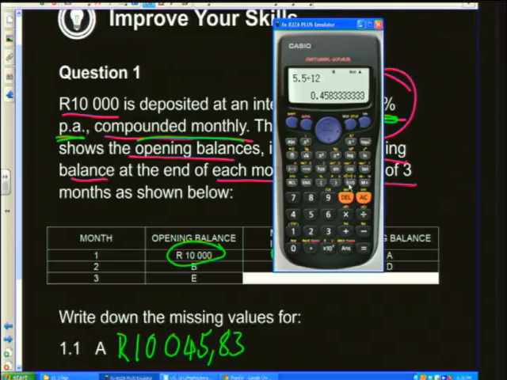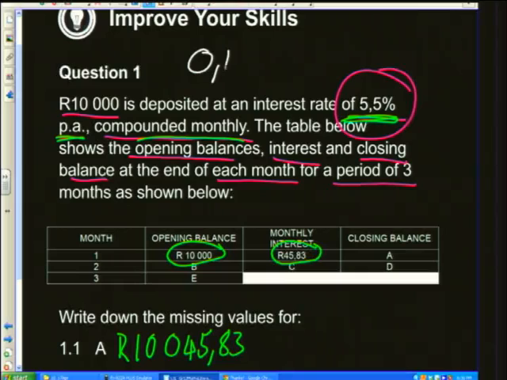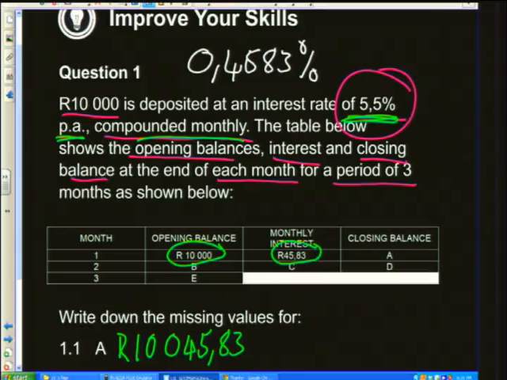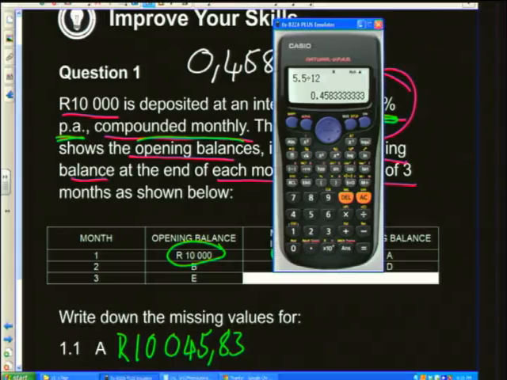So the monthly interest is 0.45833. I want to round that off, but I'm not going to round it off too soon. I'm going to keep it on my calculator as 0.4583, four decimal places. And that's a percent. Please don't forget, that's a percent. So what we now need to work out is, does this work? If we take that as a percentage, what's the interest on 10,000 Rand? First of all, percentage means divide by 100. So I'm going to divide by 100, and I'm going to multiply by 10,000.